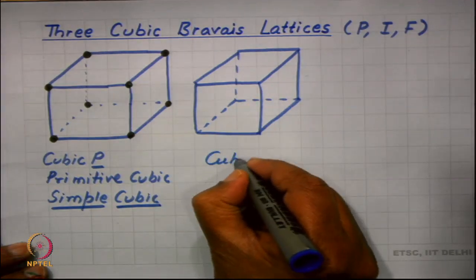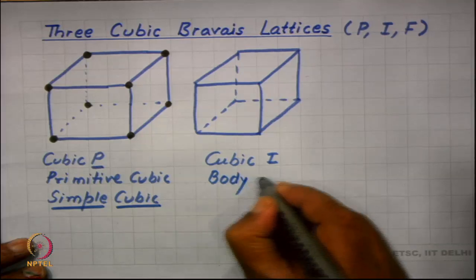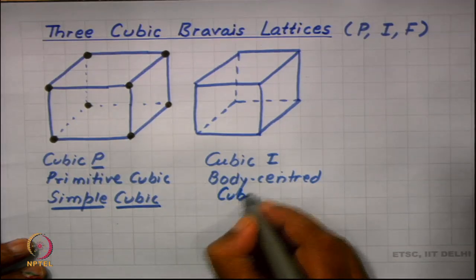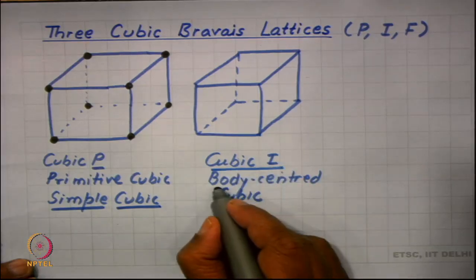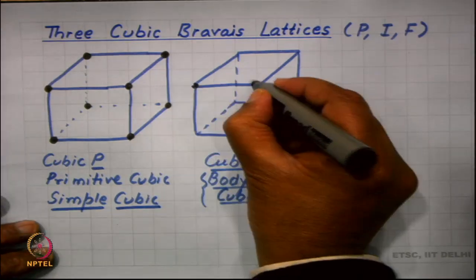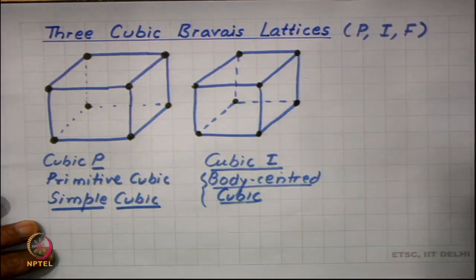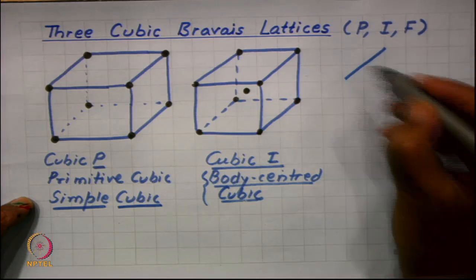Let us draw cubic I. This will be body centered cubic. Both names are synonymous or equivalent. So, you can say cubic I or you can say body centered cubic. Here the lattice points will be at the corners. As I said, corners will always be lattice points, but there will be an additional lattice point right in the center of the cube. So, this will be the body centered cubic lattice. And finally, let us try to draw the face centered one.